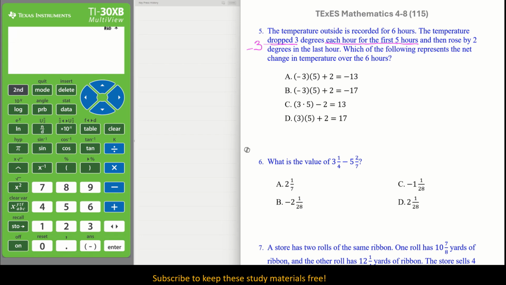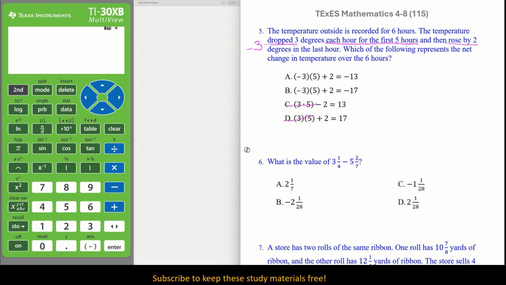Well, let's look at C and D. C and D do not represent a -3. That's not a drop, that's an increase. So they are not options. So they're out, and that leaves us A and B. Well, they both have -3 times each of the 5 hours. I agree with that. And then when it says rose by 2 in the last hour, well, that would be +2. Well, I agree with that. The only difference in A and B is the result.